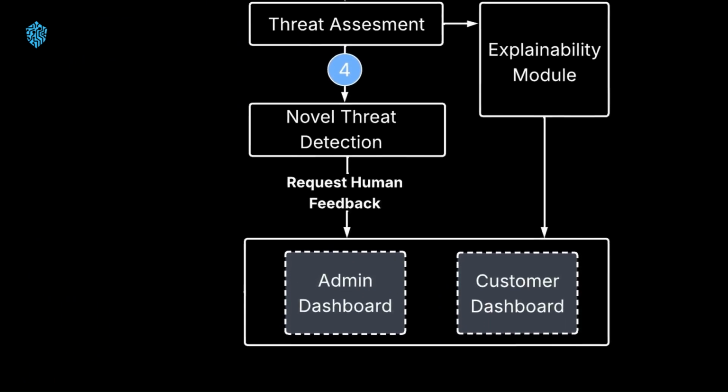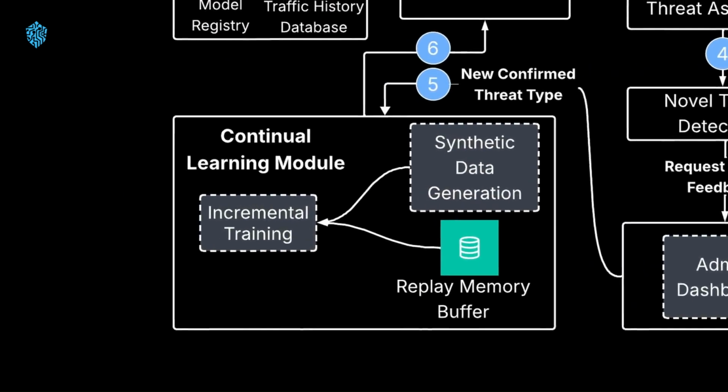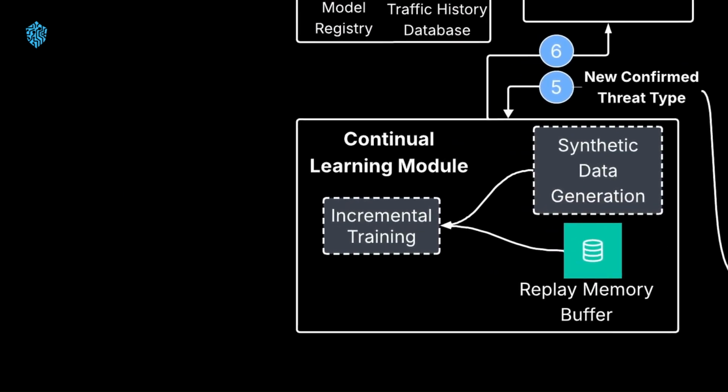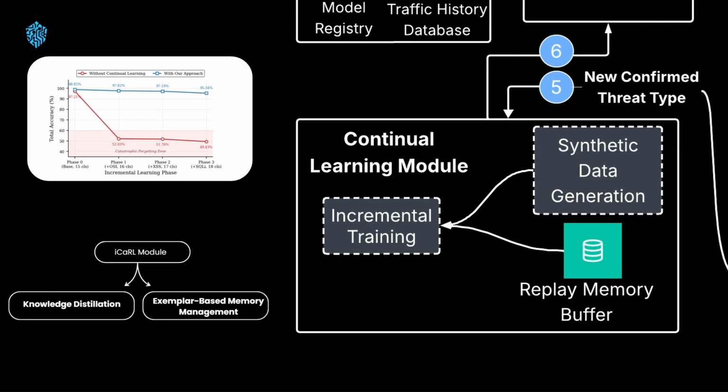But the system does not stop after detection and explanation. When a new threat is confirmed, it is passed into the continual learning module. This module uses synthetic data generation, replay memory, and incremental training to update the model while preserving knowledge of previously learned attacks with the help of an iCaRL-based continual learning approach.